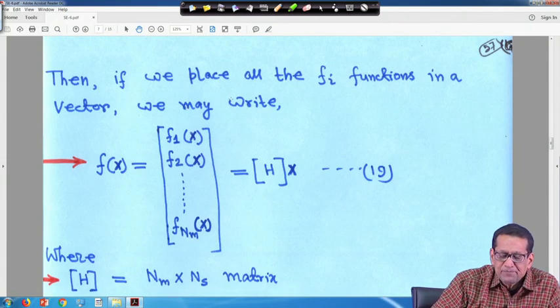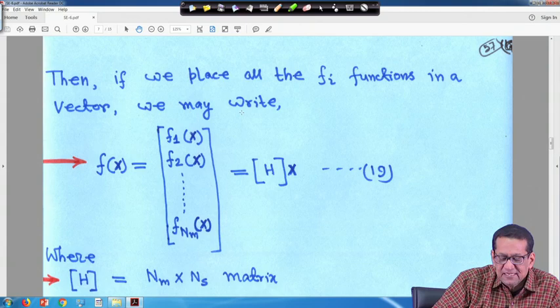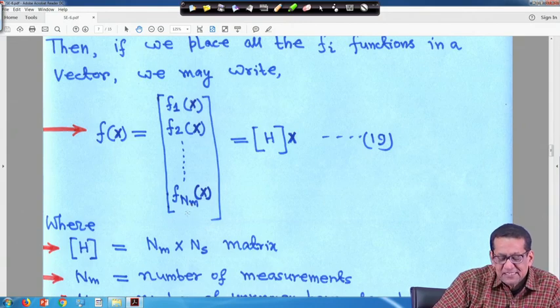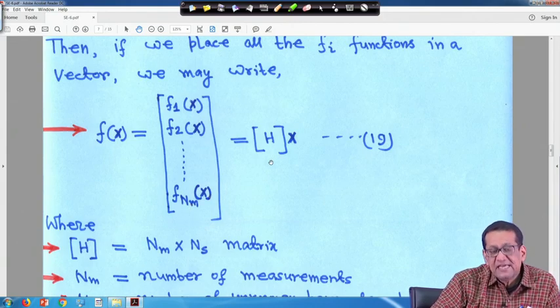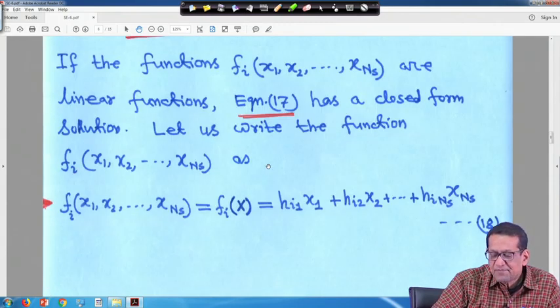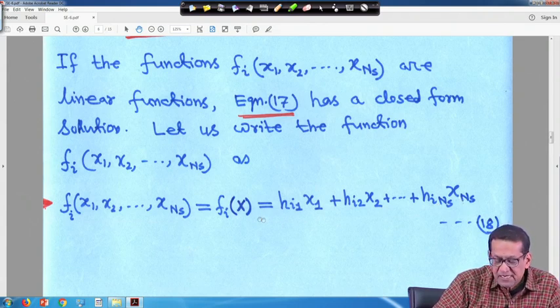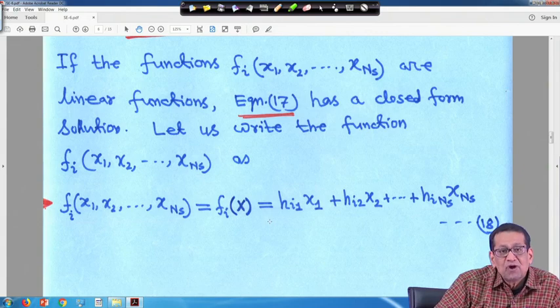Therefore, if we place all the f_i functions in a vector, we can write f(x) = [f1(x), f2(x), up to f_nm(x)], which is equal to h into x, because you have this f_i for i equal to 1, 2 up to nm, the number of measurements. So it is h_i1 x1, h_i2 x2 up to h_i,ns into x, where ns is the number of state variables, and i runs from 1 to nm, that is your number of measurements, right.